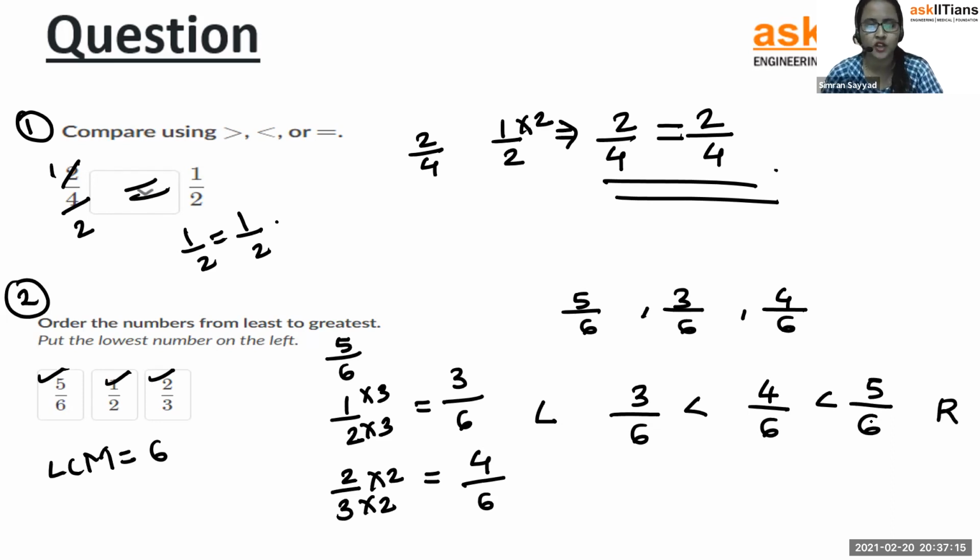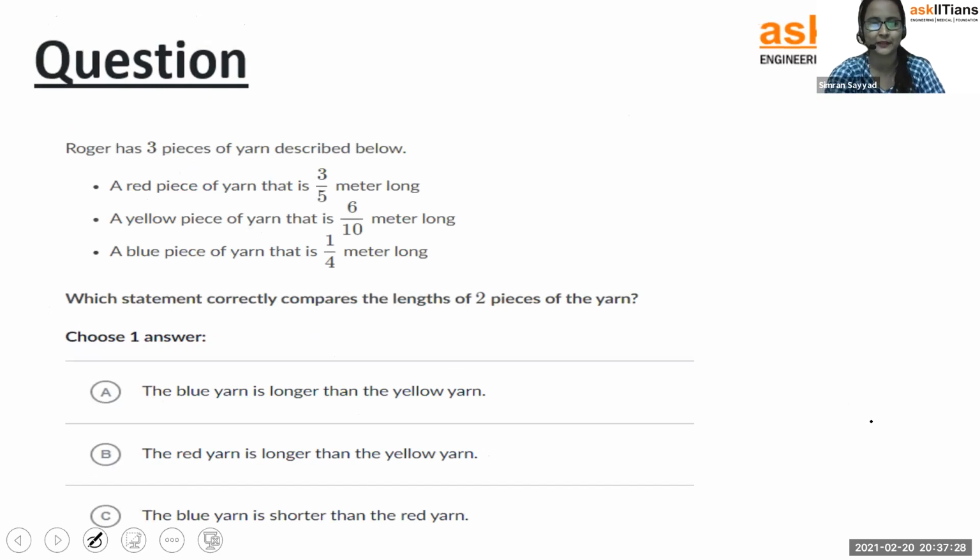So are you sure, students? You can get the order accordingly. You just have to make them a like fraction and then you can simply compare the numerators and get the answer. Okay, perfect. Let's move to the next question.